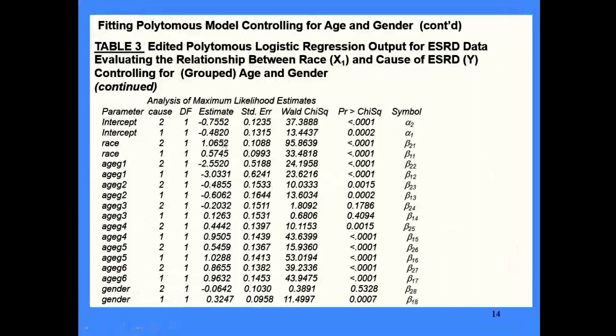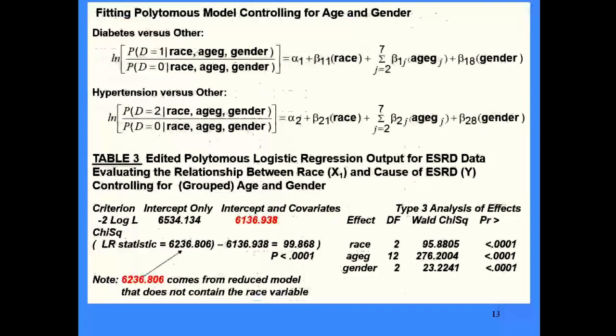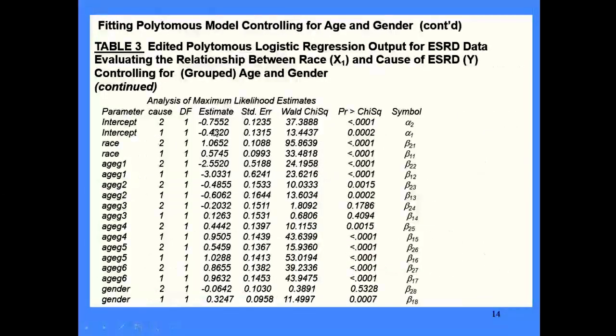What do you notice about this output? How many intercept values do you get? Why? Because you got 2 components here: diabetes versus other, and hypertension versus other. So you got 2 intercept values, you got 2 race values. In fact, you got 2 values for every other variable that's in the model.